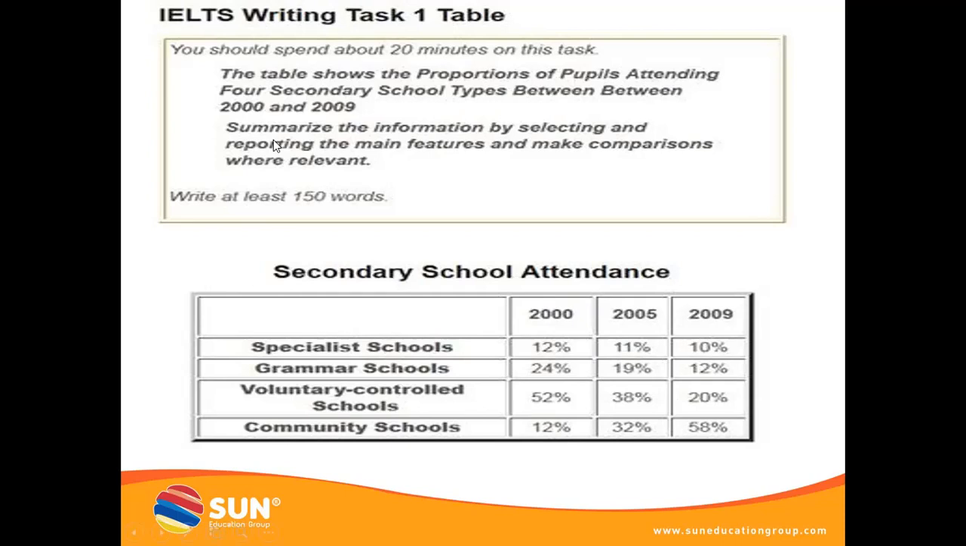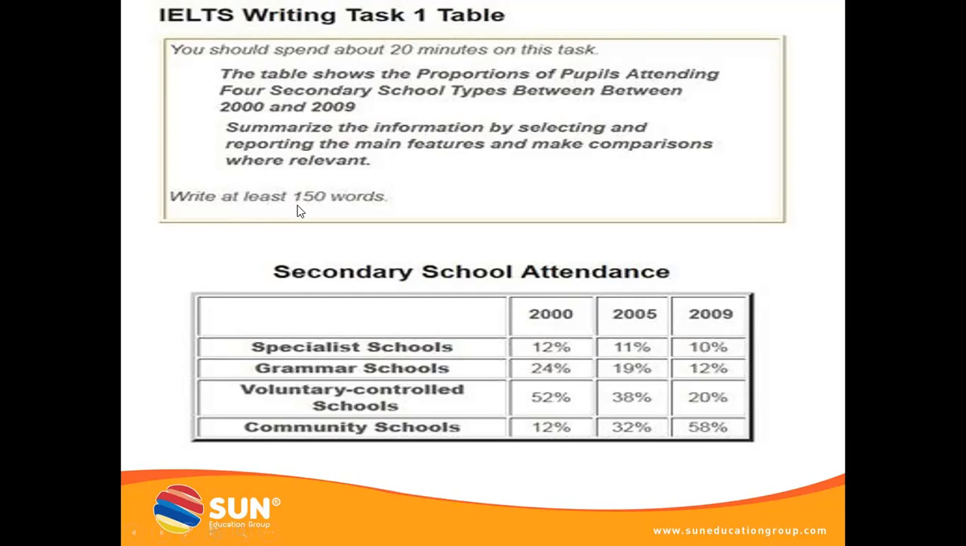The instruction asks to summarize the information by selecting and reporting the main features and make comparisons where relevant. So the instruction asks us to summarize. How? By selecting and reporting the main features, which means we only need to summarize and present the main features and make comparisons where relevant. Comparisons where relevant means if it's not relevant, you don't need to make any comparisons.